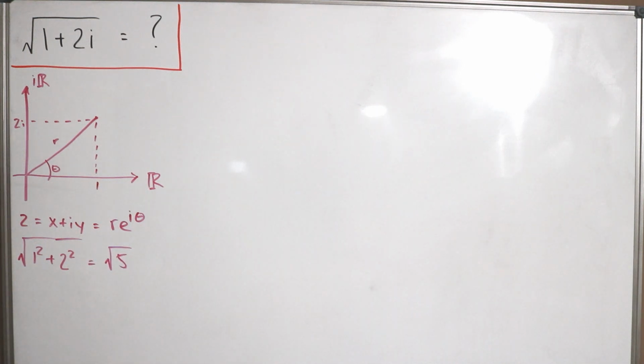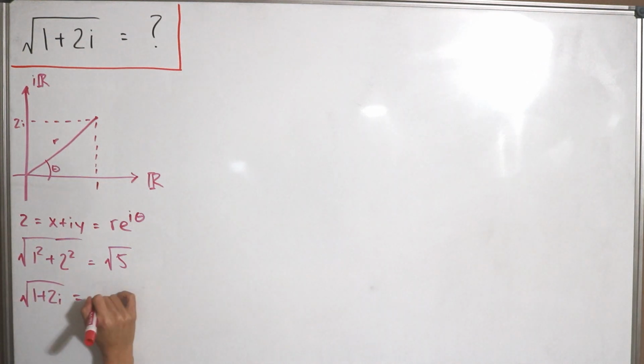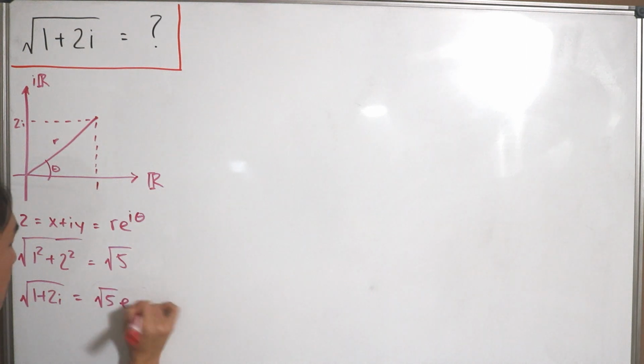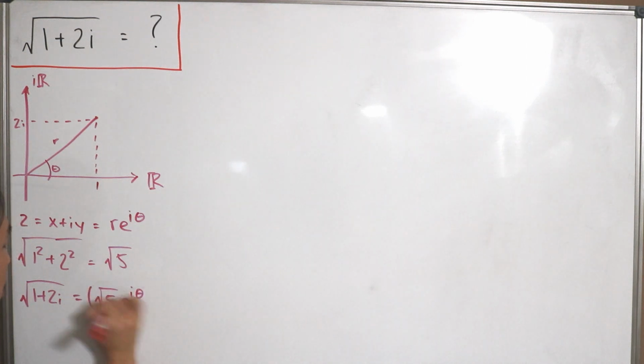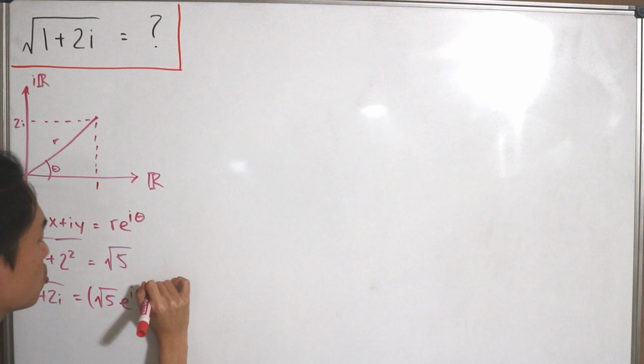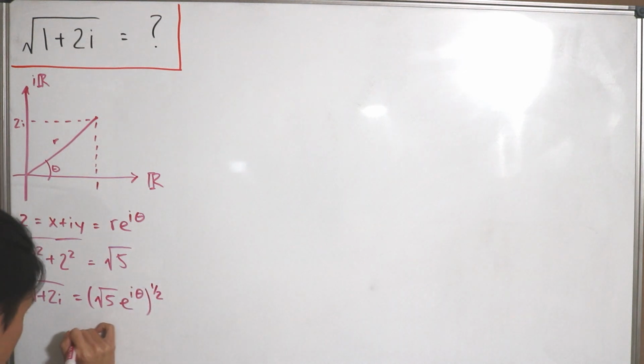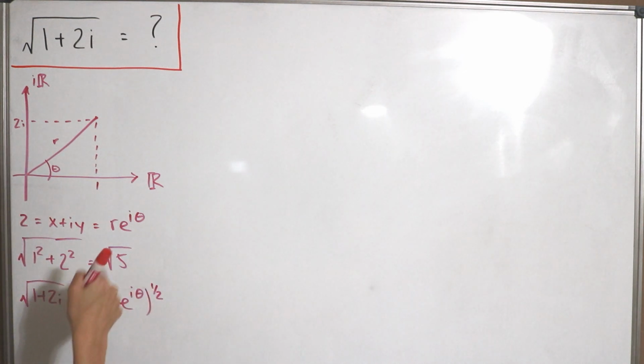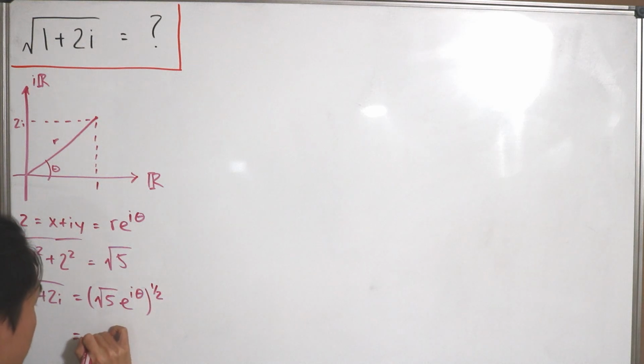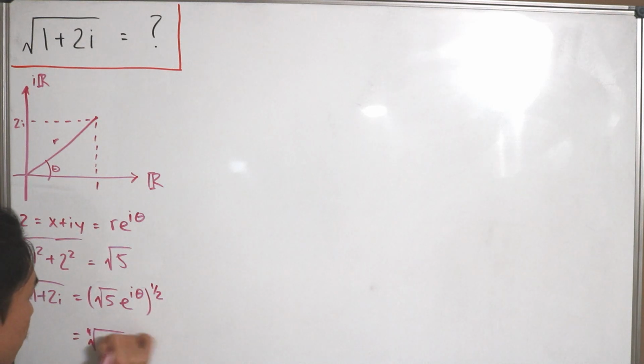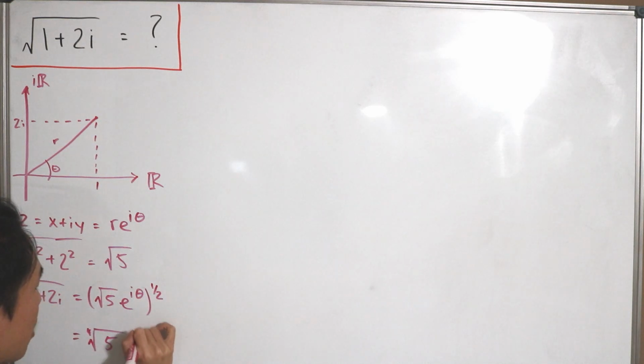Okay, going even further, if we put everything together, 1 plus 2i is the square root of 5 times e to the power i theta. Then we'll write this in exponent form, so to the power 1/2. Distributing the 1/2 to the square root of 5, that's the same thing as the fourth root of 5, multiplied by e to the power i times theta divided by 2.